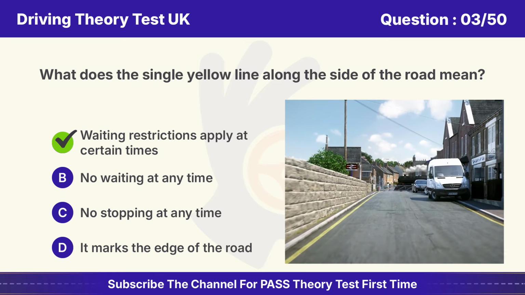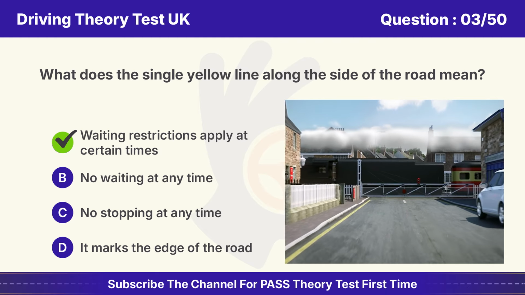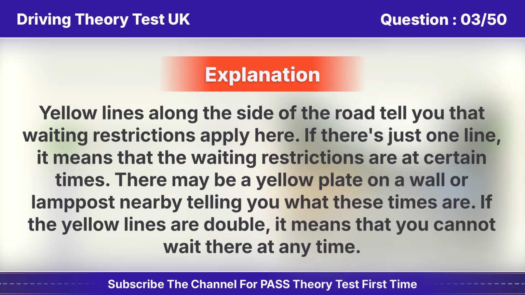Answer is A. Waiting restrictions apply at certain times. Yellow lines along the side of the road tell you that waiting restrictions apply here. If there's just one line, it means that the waiting restrictions are at certain times. There may be a yellow plate on a wall or lamppost nearby telling you what these times are. If the yellow lines are double, it means that you cannot wait there at any time.